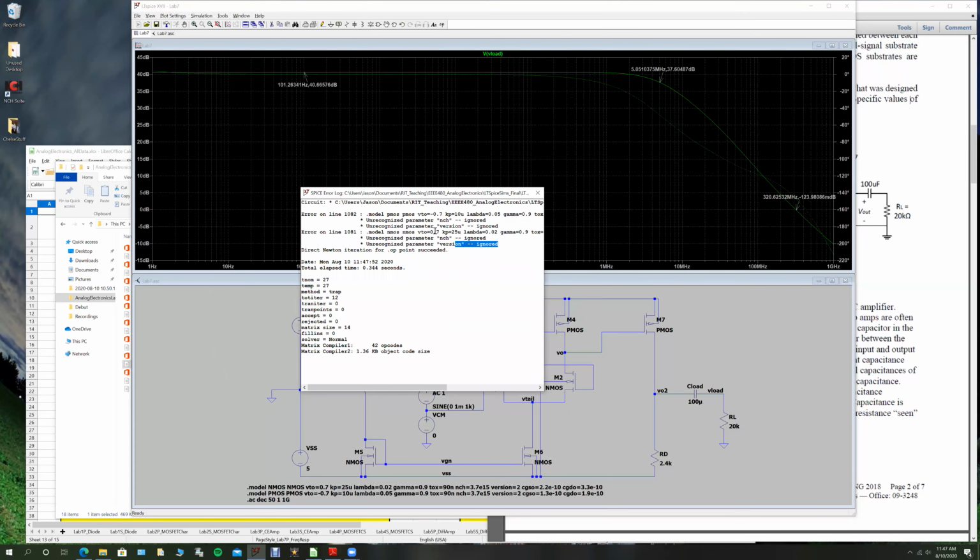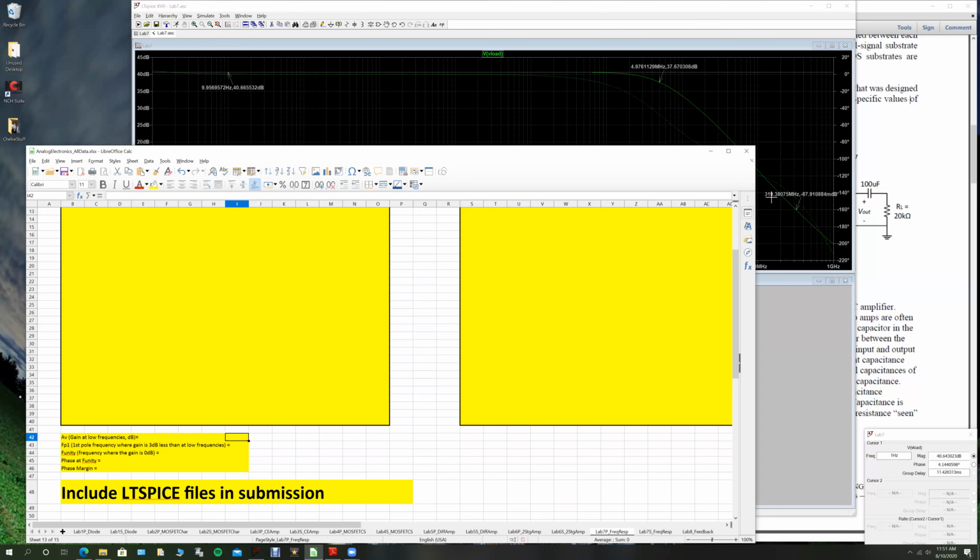So gain at low frequencies is about 40.66 decibels. FP1, that's when the gain drops by 3 dB, and that's the location of the first pole. That's at 37.67 dB, and that frequency is 4.976 megahertz. Unity gain frequency, that's when the gain drops to 0 dB, which is 1 volt per volt. That appears to occur at 319 megahertz.